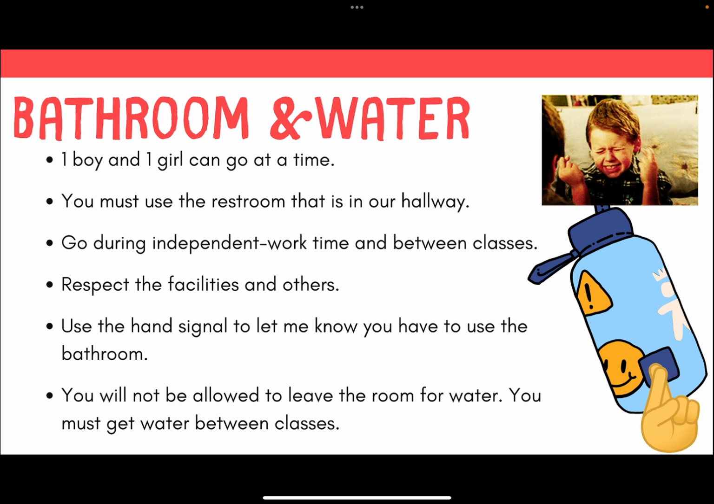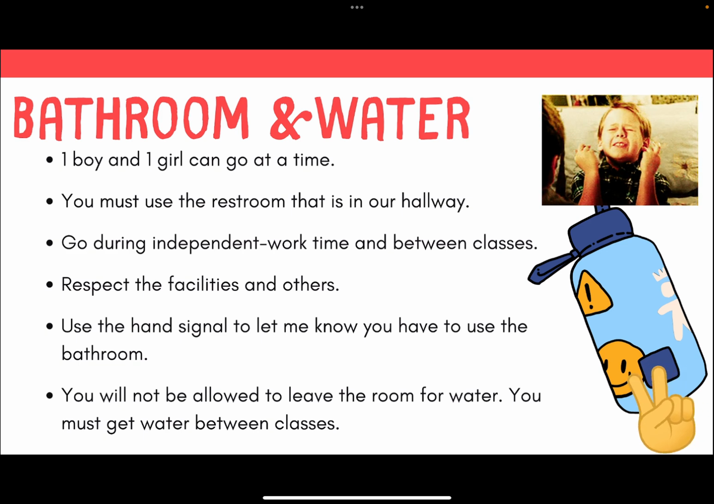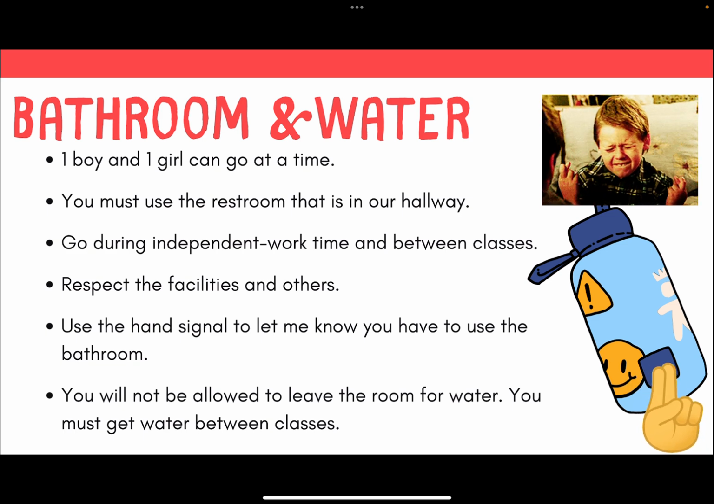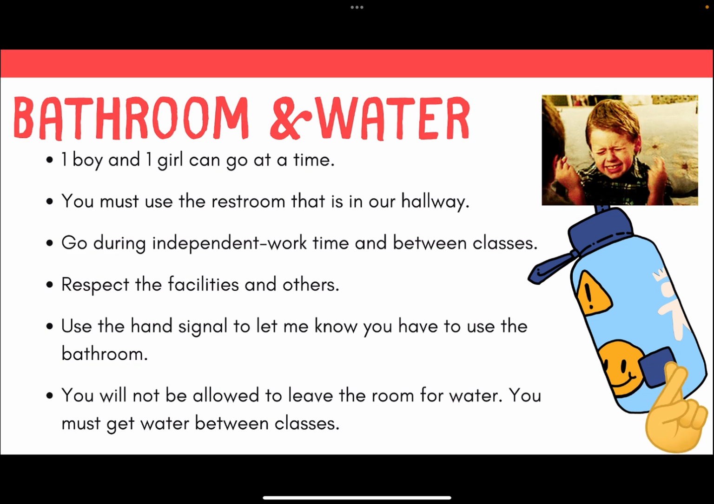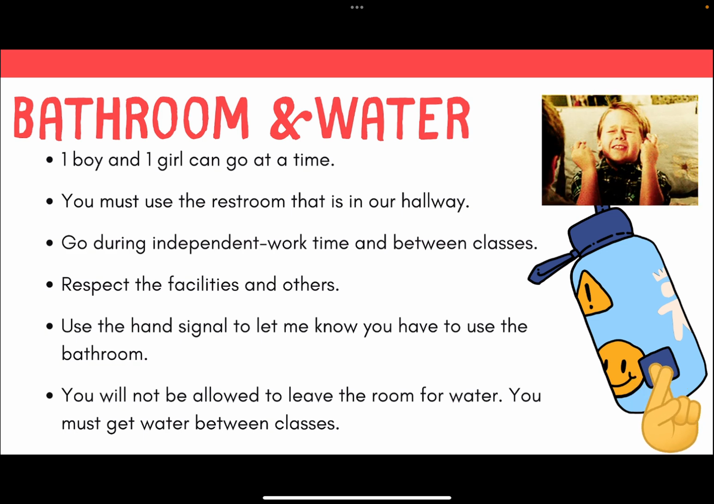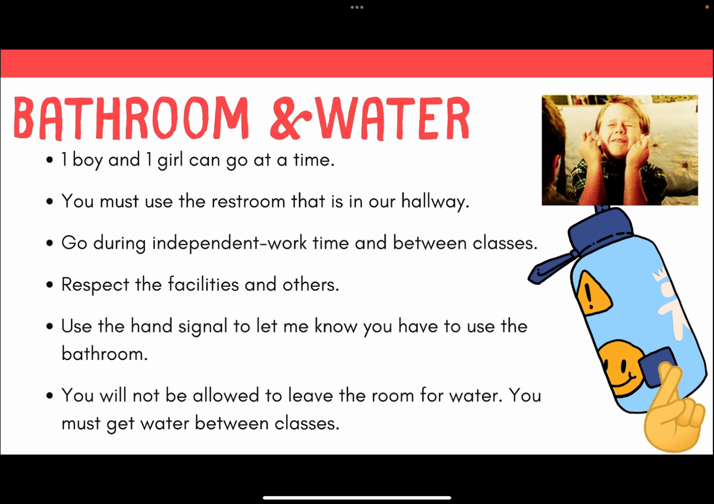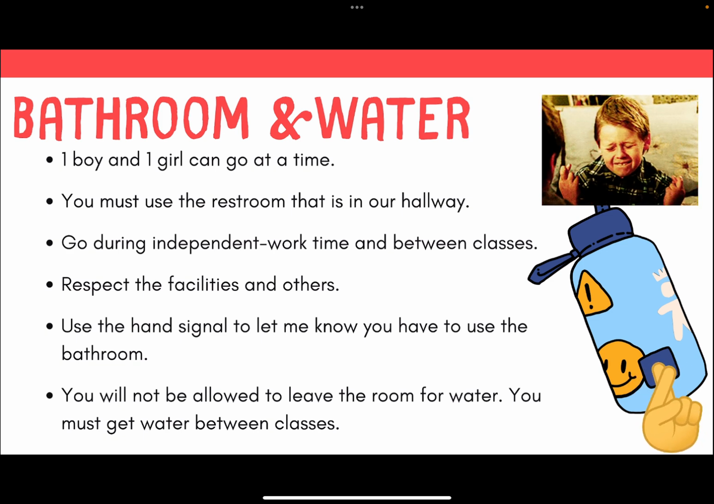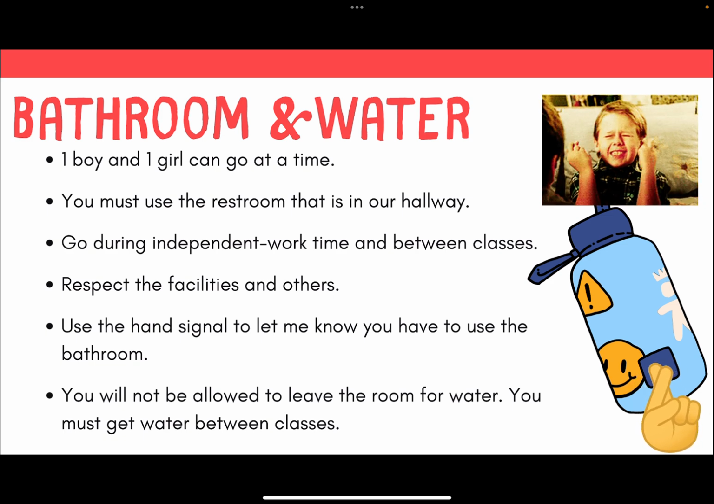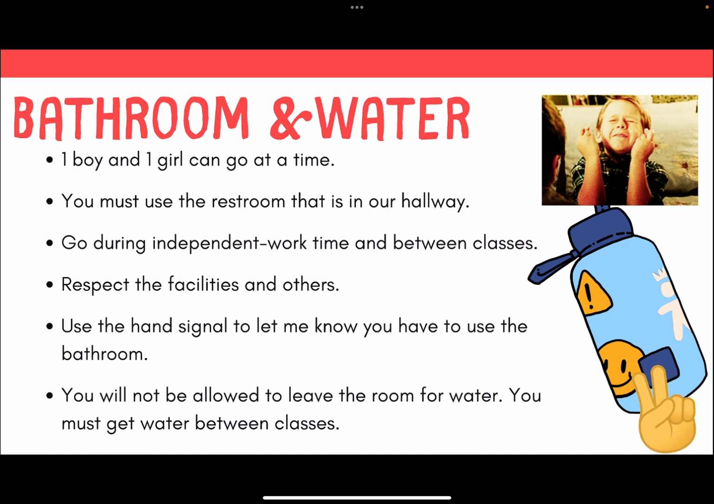You must use the restroom that is in our hallway. It's to the left of the classroom. You can go during independent work time. So this is like during your bell ringer time. I give you 10 minutes of iReady, so you can go during that time. You can go between classes. Just drop off your stuff first. Make sure that I know that you are out of the room. Or you can do it while you're doing your independent practice after our lesson.